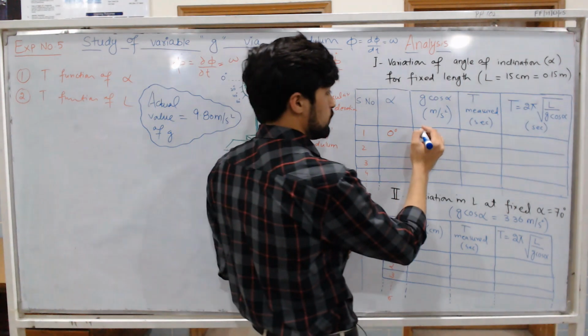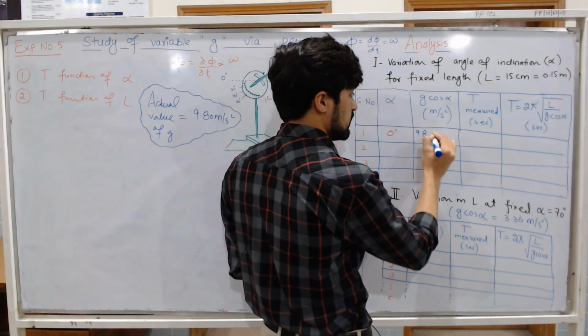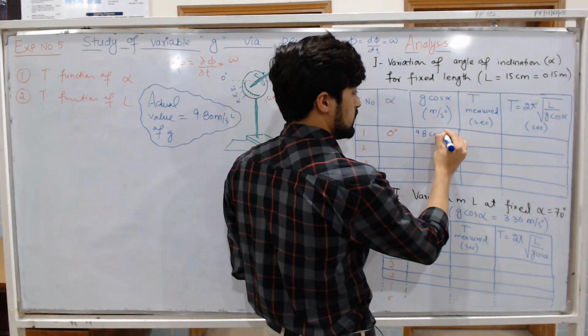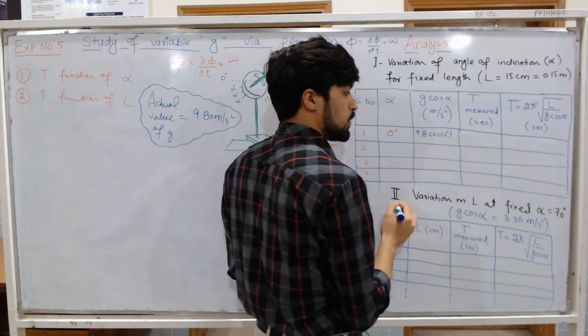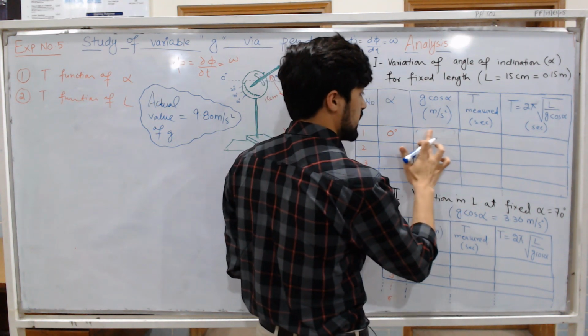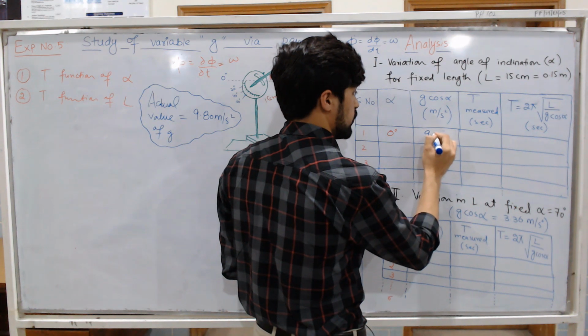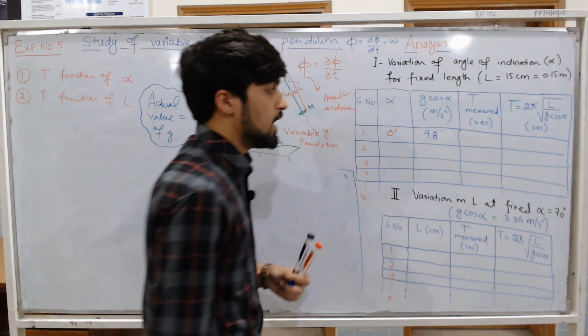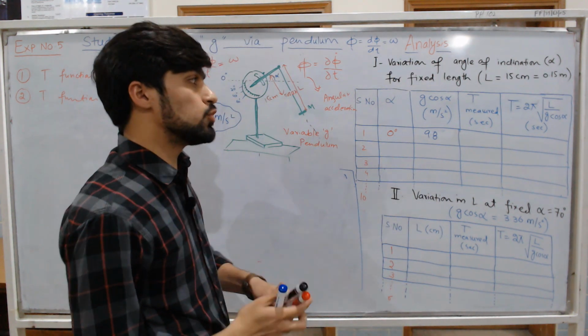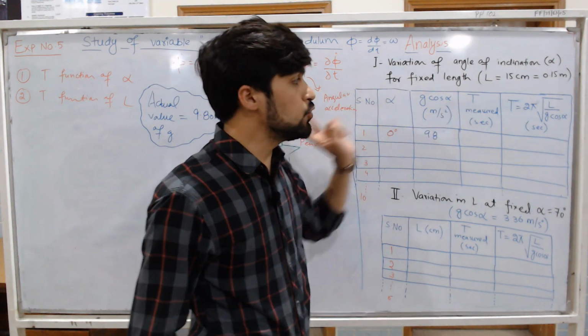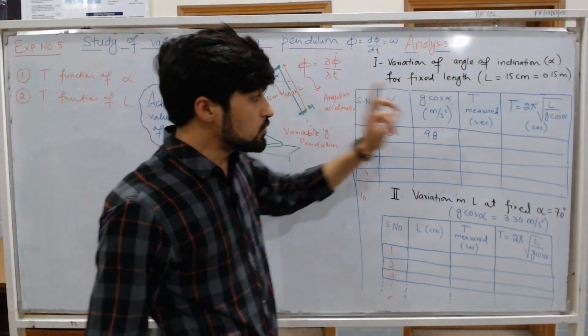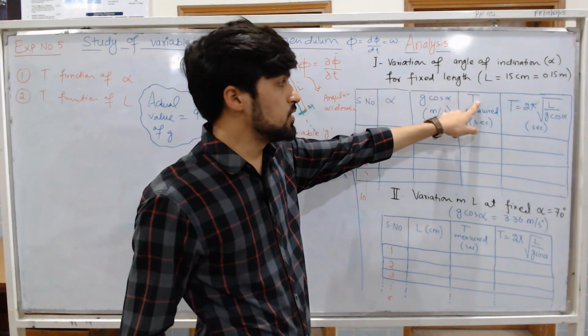Now what you have to do is 9.8 into cos of 0 degree. So cos 0 degree is 1. So this is actually 9.8. Now the t measured, this is actually the time period. There are two time periods. The first one is using the stopwatch.